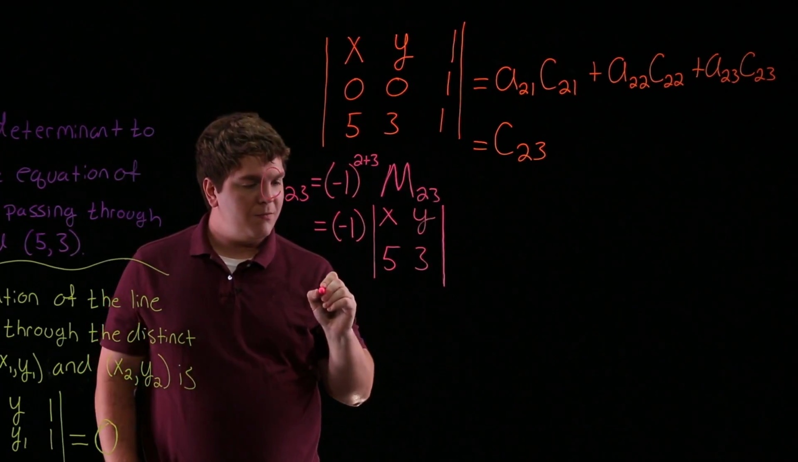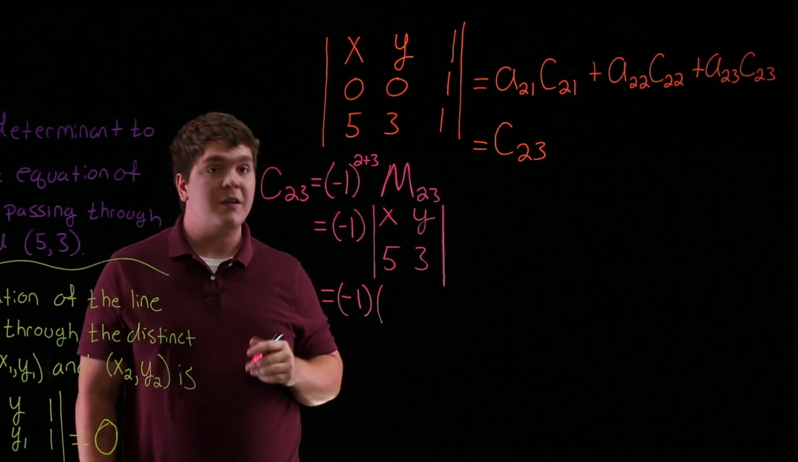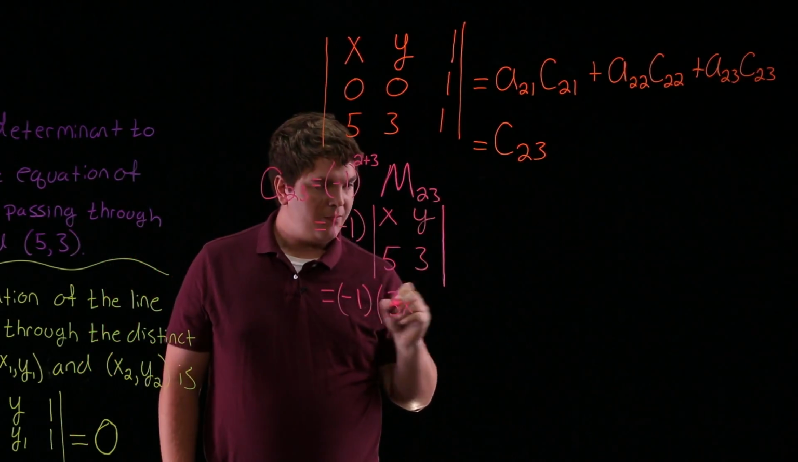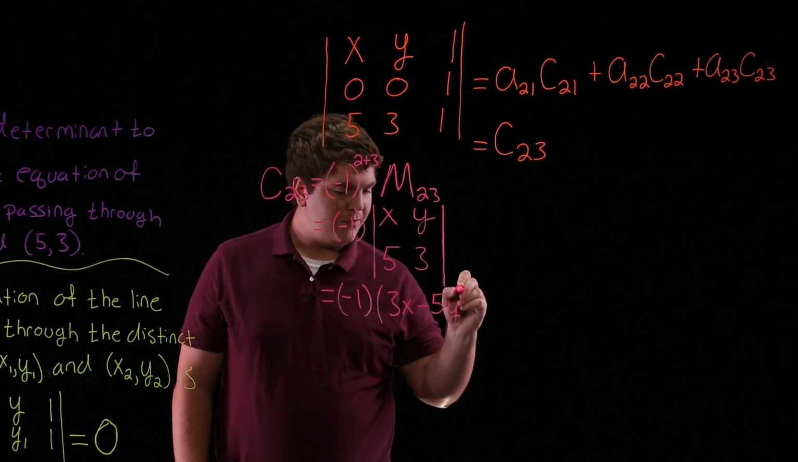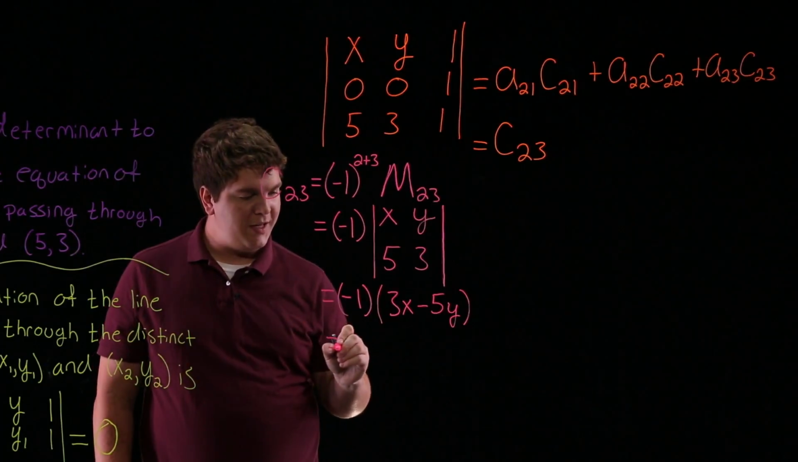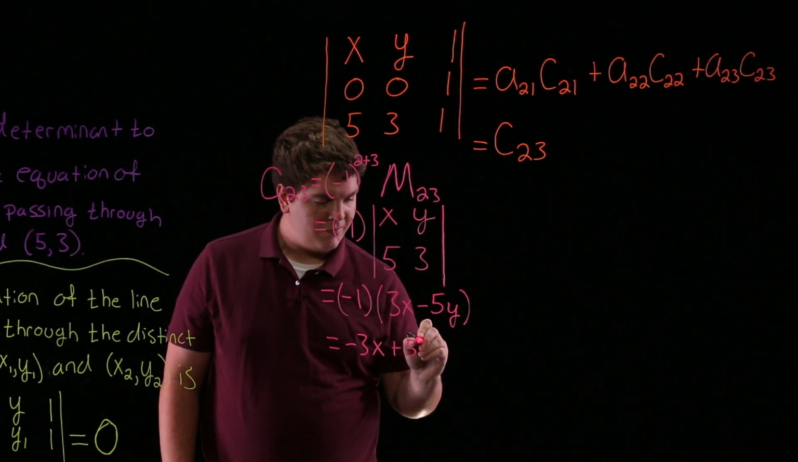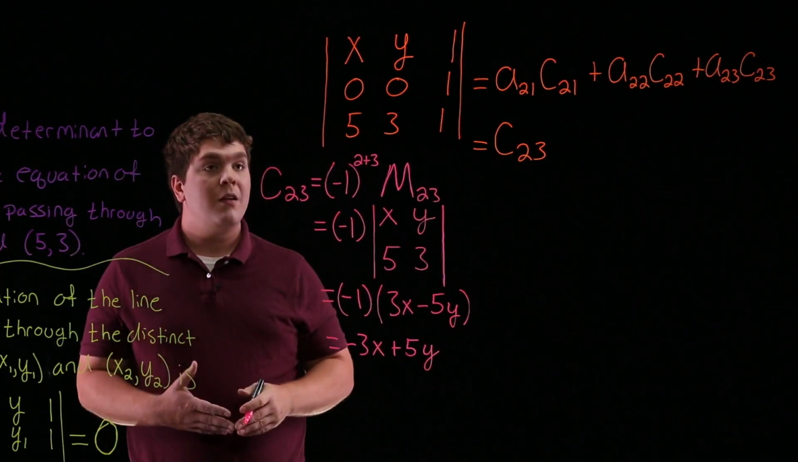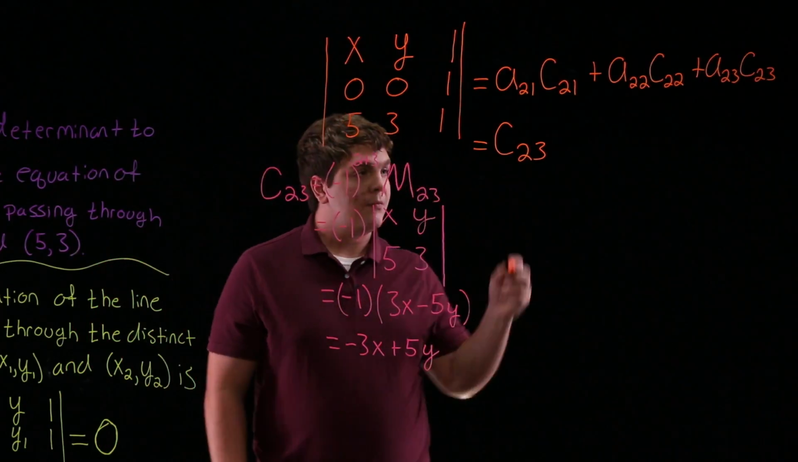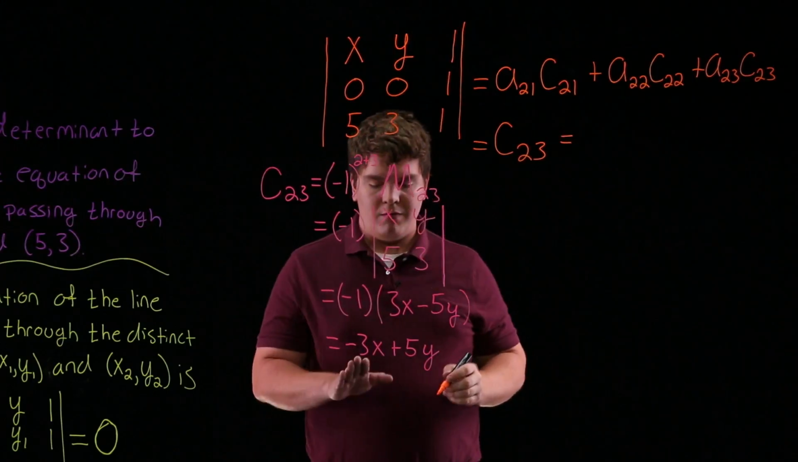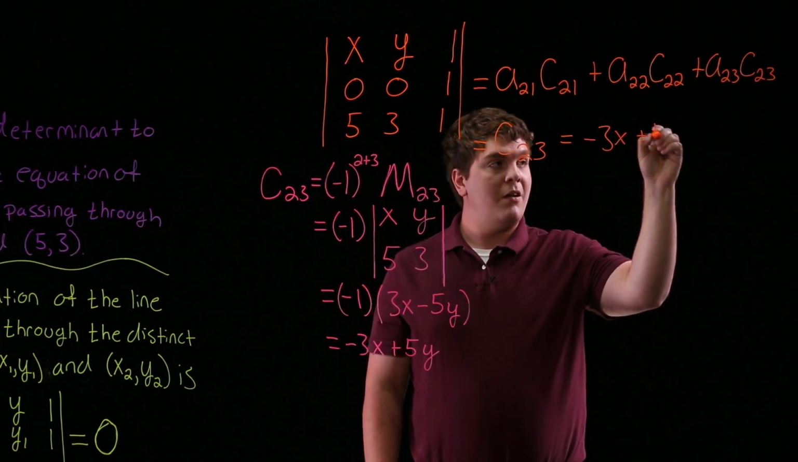So what this is going to be equal to is -1 times x times 3, which is 3x, minus y times 5, so minus 5y. Now we see that this is equal to -3x plus 5y. So now we know what our C23 is. We'll substitute it back into this equation. So we have our determinant is equal to -3x plus 5y.